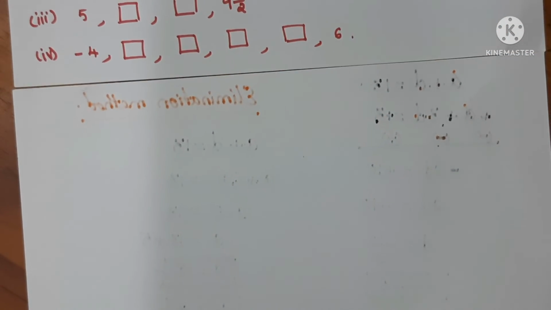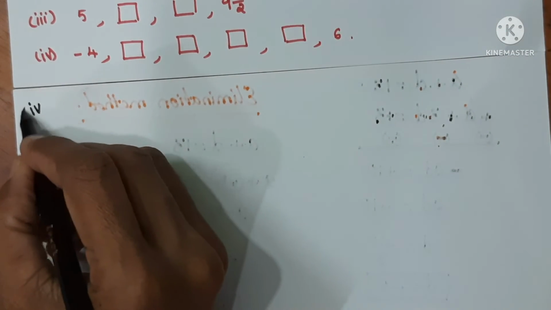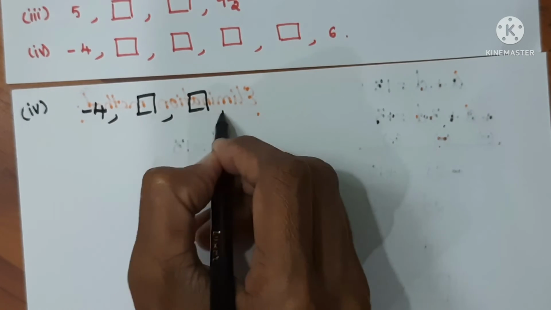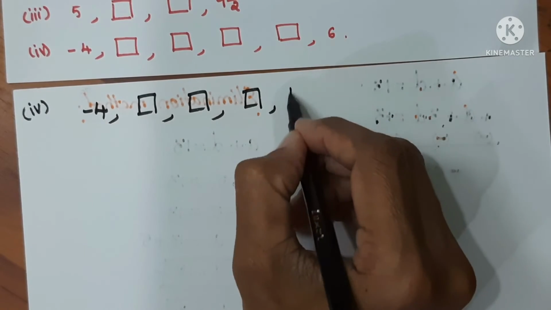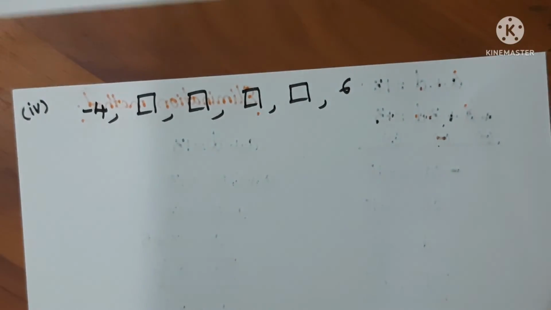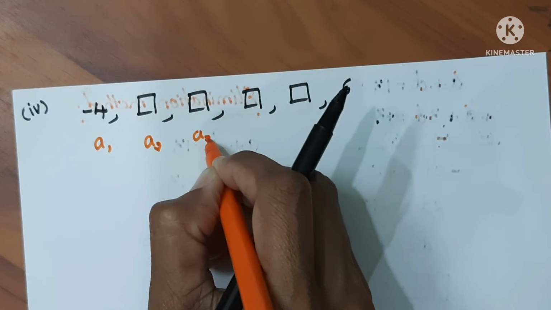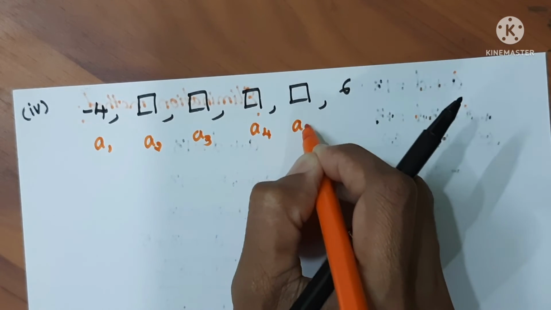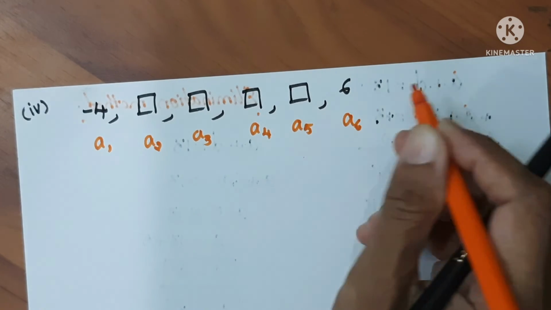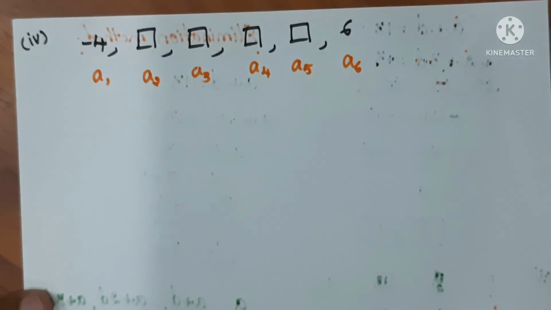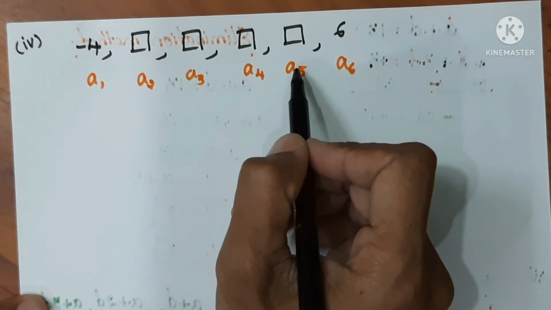The fourth question is, here they have given the fourth question as minus 4 and then a box. There is a box, again a box, one more box and then 6. That is, here they have given the first term. a2 we have to find, a3, a4, a5 and a6. They have given the first term and the sixth term. Using those two terms we have to find the second, third, fourth and fifth term.